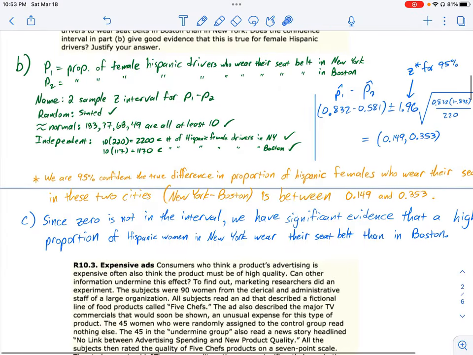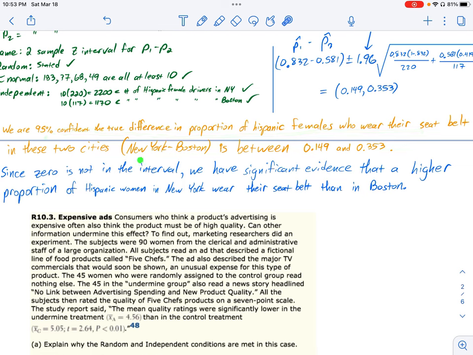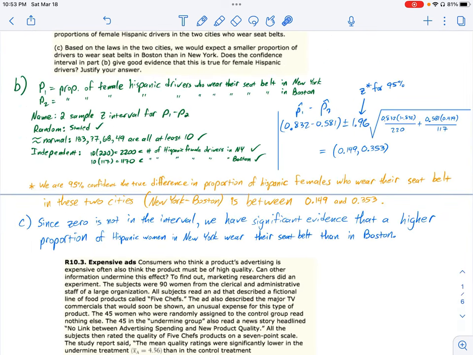We are 95% confident the true difference in proportion of Hispanic females who wear their seatbelt in these two cities, New York minus Boston, is between those two numbers. Then lastly, part C asks: based on the laws in these cities, we would expect a smaller proportion of drivers to wear their seatbelts in Boston than New York. Does the interval give good evidence that this is true?